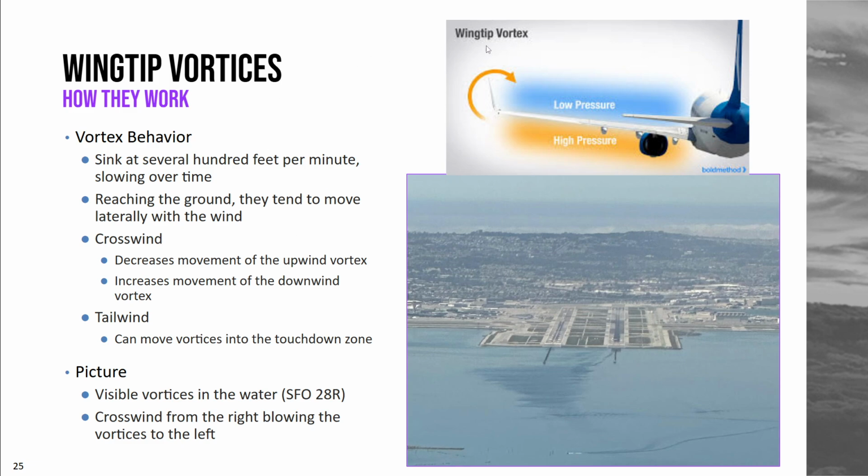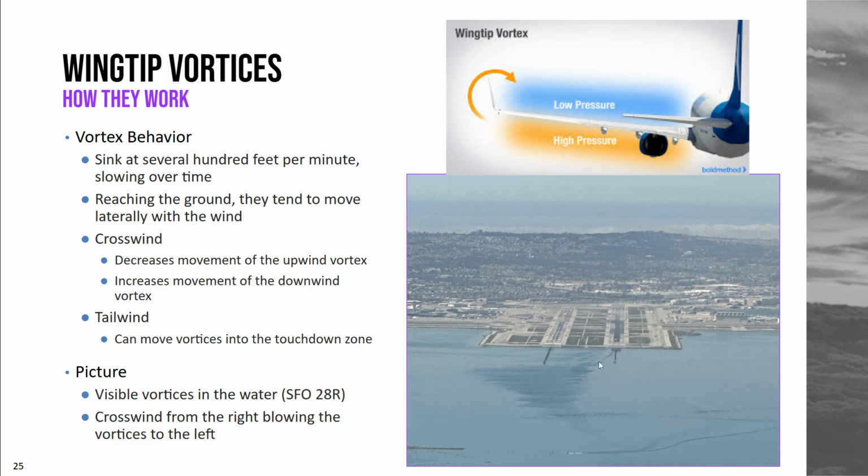So these vortices sink at several hundred feet per minute, slowing over time. And when they reach the ground, they tend to move laterally with the wind. And if you fly into these vortices, that can be hazardous to aircraft, which we'll discuss in, I believe, the next slide.